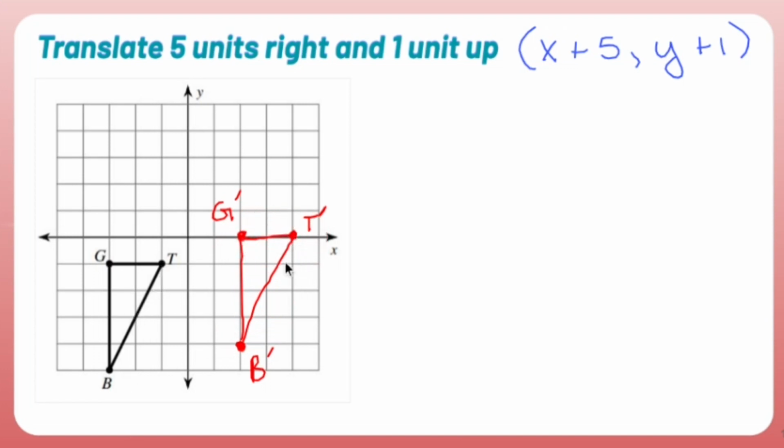Now, the shape didn't change. It didn't get bigger. It didn't get smaller. It didn't flip. It didn't rotate. When I translate, all I do is move it. So here's my pre-image. Here's my image. Let's list out our new points in no particular order.